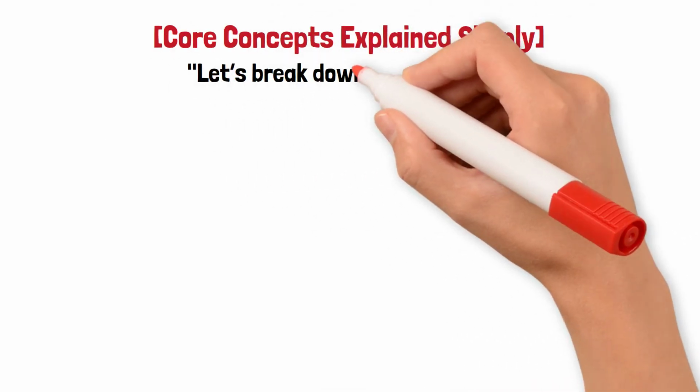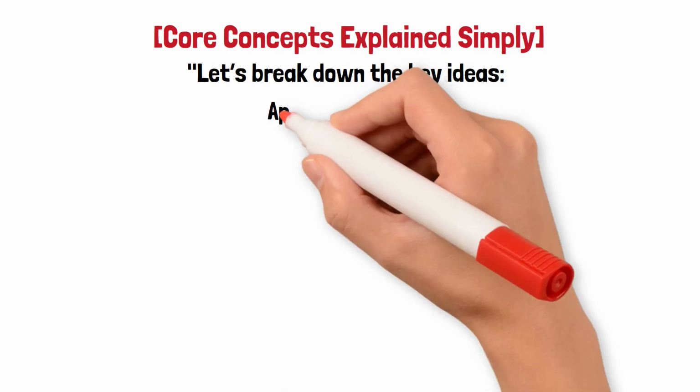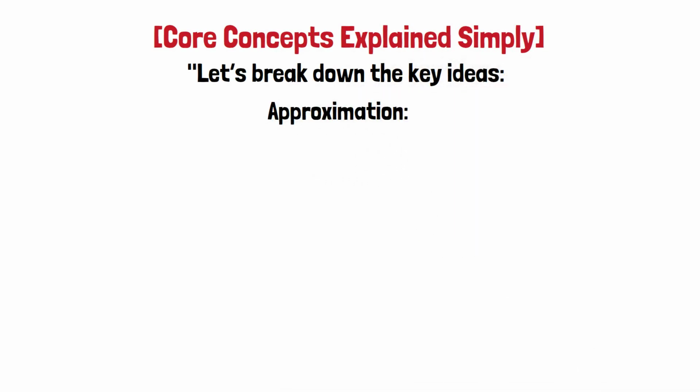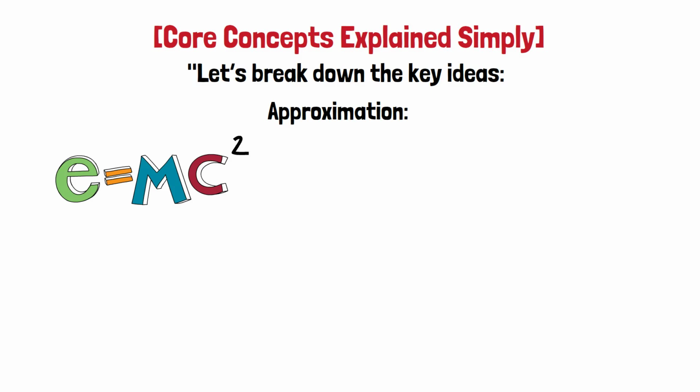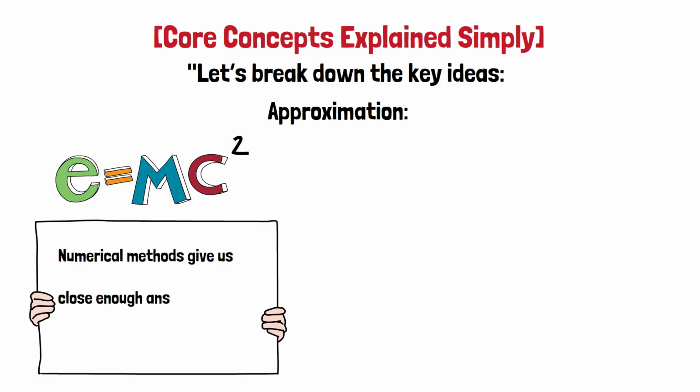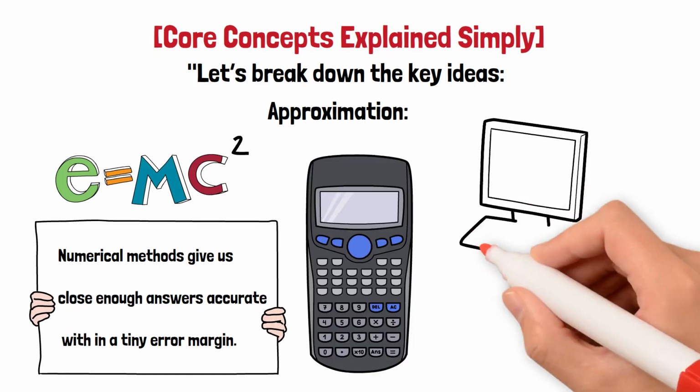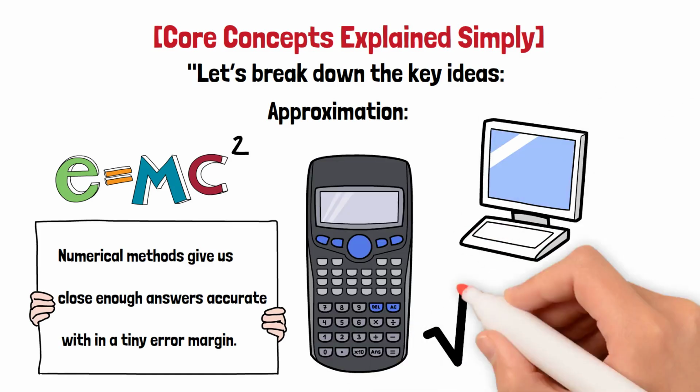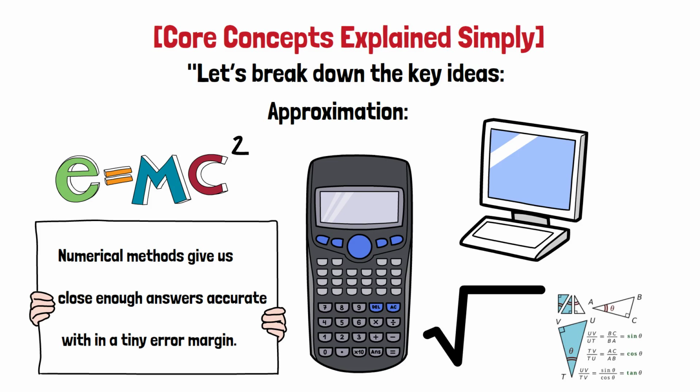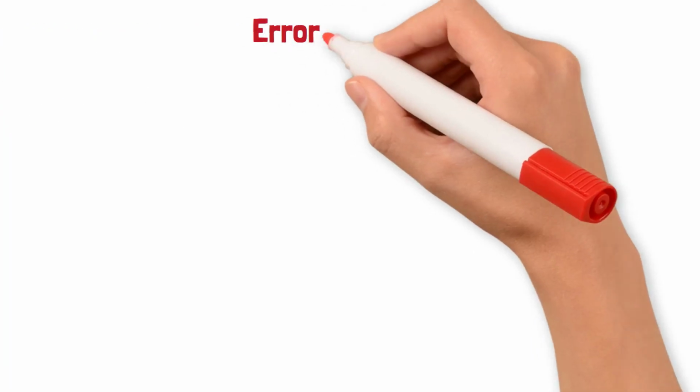Core concepts explained simply. Let's break down the key ideas. Approximation. Not all equations have neat solutions. Numerical methods give us close enough answers, accurate within a tiny error margin. For example, calculators and computers don't give exact values for square roots or trigonometric functions. They use numerical approximations.